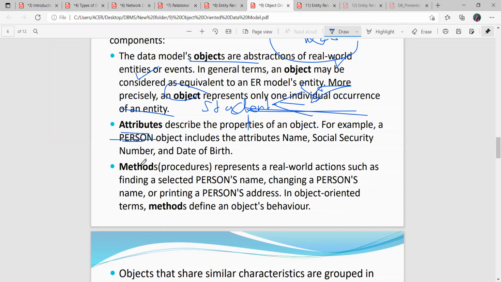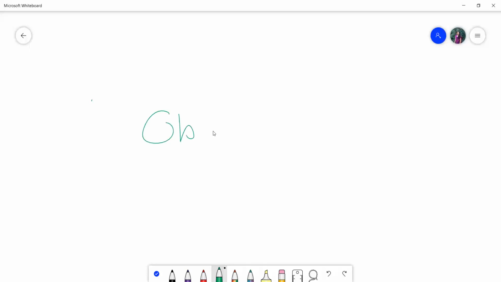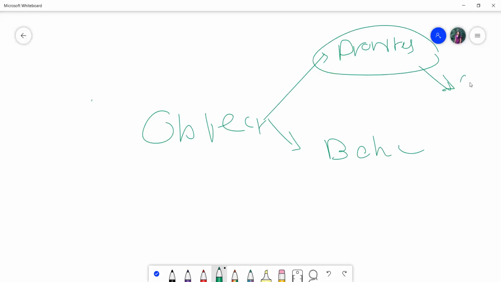Then about method. A method represents a real world action. That means finding a student's name, following a course, facing the exam, facing an interview. Likewise, there are some actions. These actions are known as the behavior of the object, and attributes are known as the properties of the object. So finally, an object has properties and behaviors. These properties are known as attributes. Behaviors are known as methods.